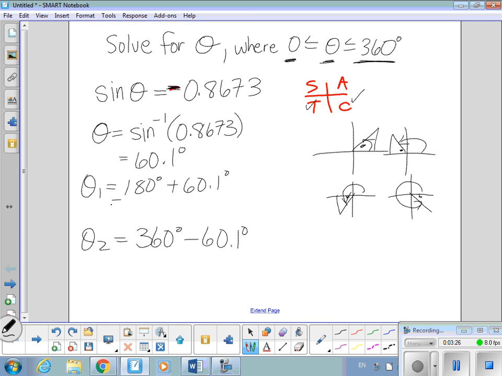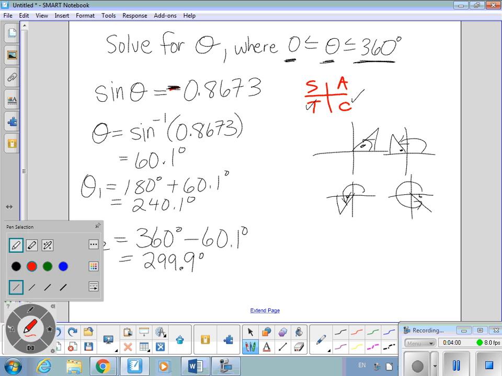So here we end up with 240.1. And this one is going to be, what, 200. Of course, I should have made it 60. It would have made my life a lot easier. And so this is going to be 2, that's a positive 2, by the way, 299.9 degrees.